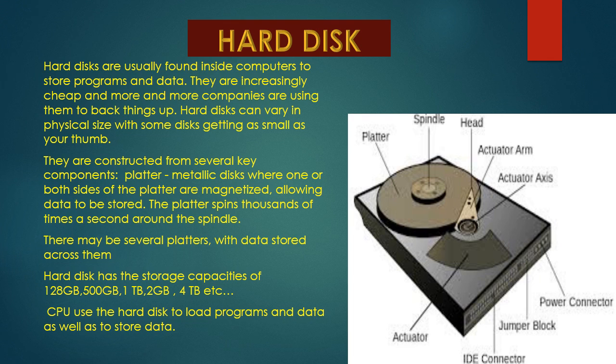If you see the picture of the hard disk given on your slide, I have divided the hard disk into parts and given names to them. This is your platter area, second is your spindle area, third is called the head, fourth is the actuator arm, fifth is the actuator axis, then the power connector, jumper block, IDE connector and actuators. Now the question is, how does the hard disk work with the help of these parts?